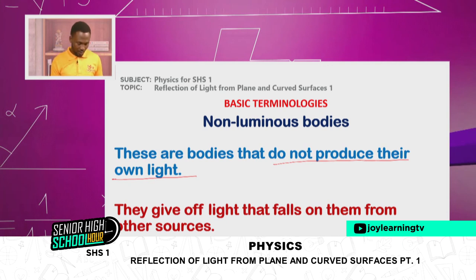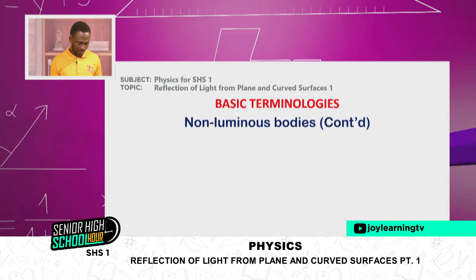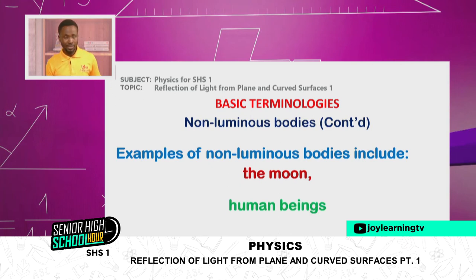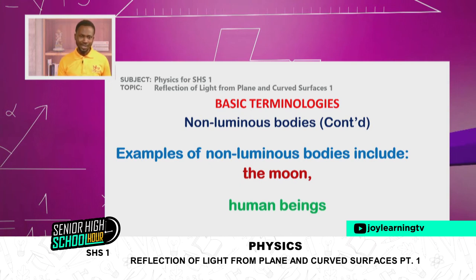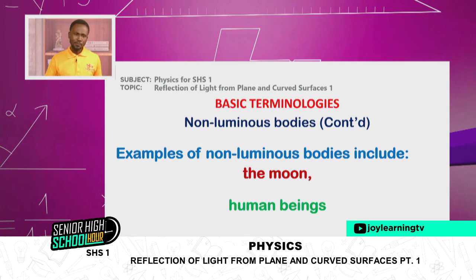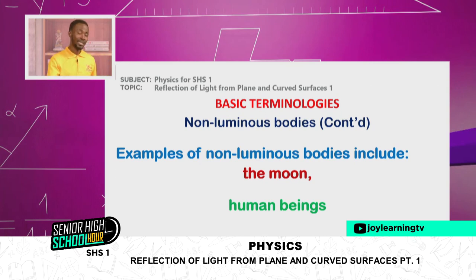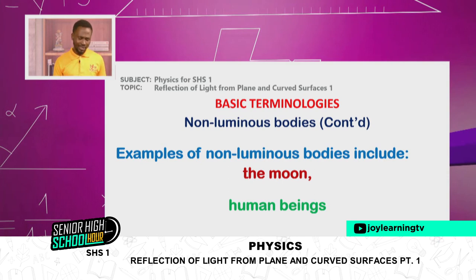So we can look at examples of luminous or non-luminous bodies. There you have the moon, and then human beings. You can see a human being. When light falls on the human being, the light is reflected, and then you see the person. So the human being doesn't produce his own light. Not at all. But when light falls on the human being, it reflects. Then you can see the human being. So these become non-luminous bodies.